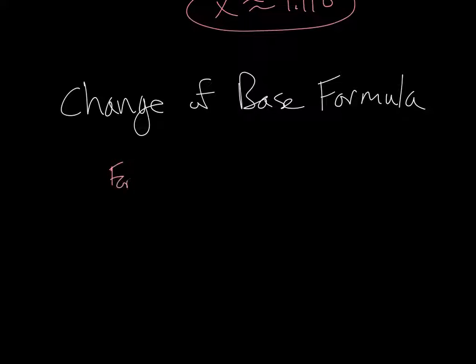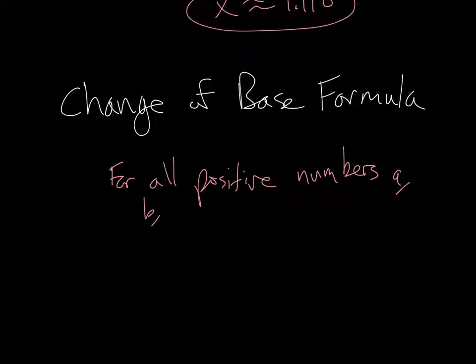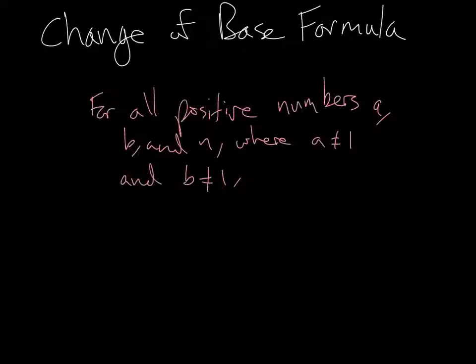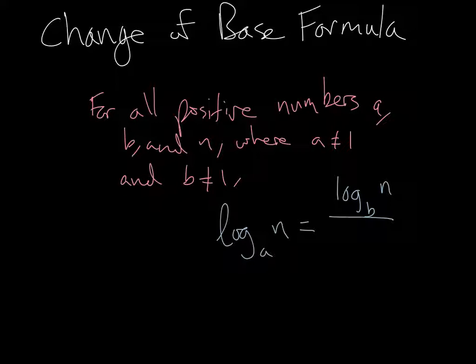It says for all positive numbers a, b, and n, where a does not equal 1 and b does not equal 1, then here's the payout. The log base a of n is equal to log base b of n divided by log base b of a.